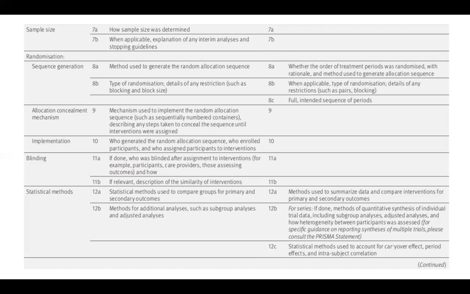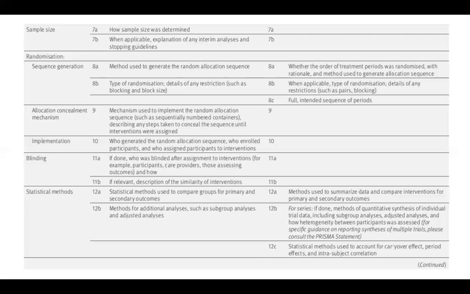The allocation and concealment mechanism has to be detailed. This didn't change much from the CONSORT of 2010: the mechanism used to implement the random allocation sequence, such as sequentially numbered containers, describing any step taken to conceal the sequence until interventions were assigned, who generated the random allocation sequence, if done, who was blinded at the assignment, and a relevant description of the similarity of the interventions.